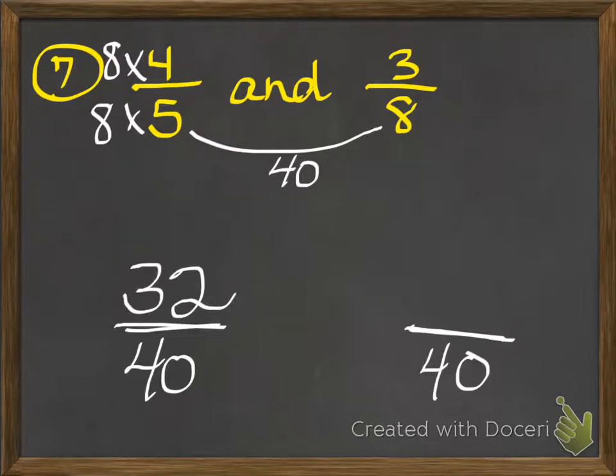And on the other fraction, 3/8, to get 8 to 40, I have to multiply it times 5. So I multiply the numerator by 5 as well. And 3 times 5 is 15.